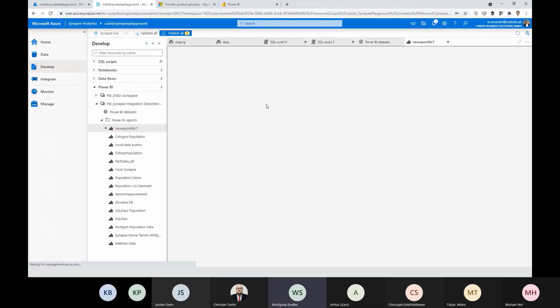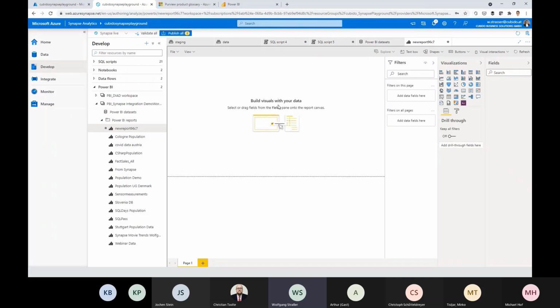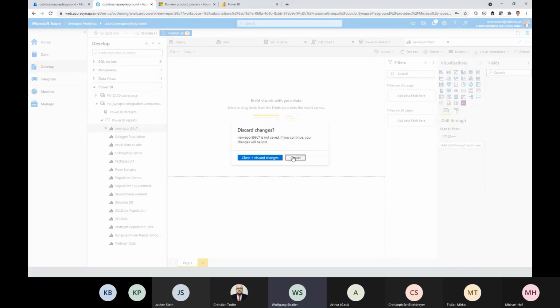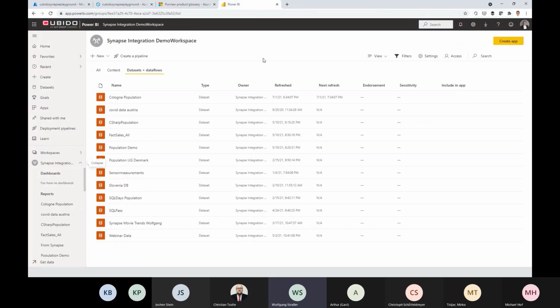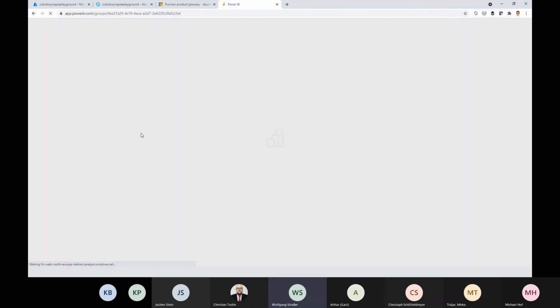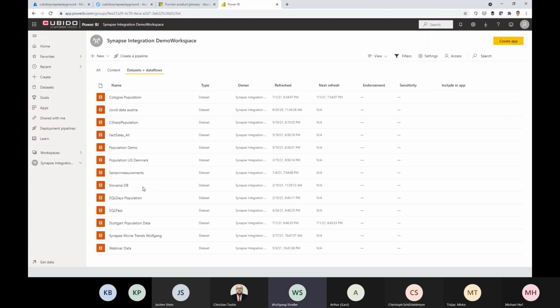So we can create a new report within Synapse, so we don't have to switch the environment. So we could create that one. And there's one thing as a Power BI developer: unfortunately, we have to switch the user interface one time, because after the publish, we need to go to the Power BI environment. We've got the, where is it? The Stuttgart population data.